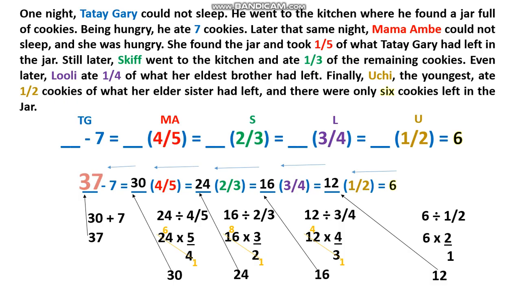And then, i-check natin. Since Tatay Gary ate 7, so therefore 37 minus 7 is 30. So ano ang 1/5 ng 30? 6. 6, 12, 18, 24, 30. So kung ang kinain ni Mama Ambe ay 1/5 of that, so ang natitirang 4/5 of 30 is 24. Diba? And 24 times 2/3 is 16. And then 16 times 3 over 4 is 12. And 12 times 1/2 is basically 6.